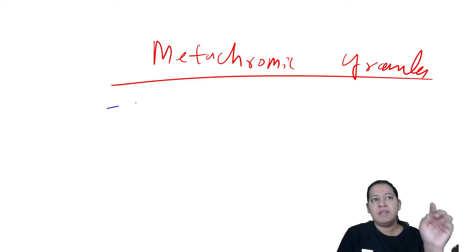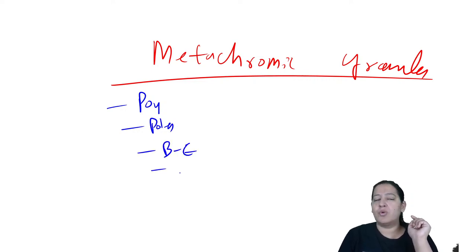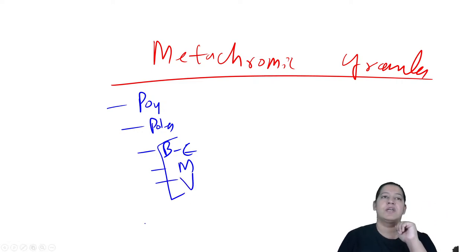What are they? So number one, they are phosphate aggregates. They are present at the poles. These are also known as Babes-Ernst granules. These are also known as metachromatic granules. These are also known as volutin granules, right? So these are the synonyms given to it, right?